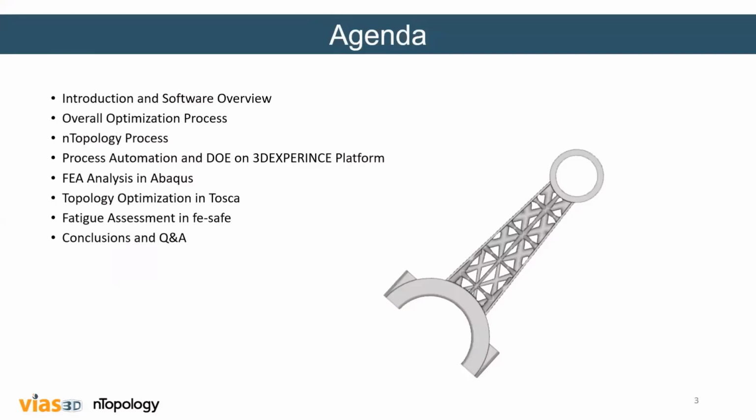We'll give an overview of the optimization process we went with and how nTopology was used for that. Again, how other software was used in that. What the FEA analysis looks like that was performed in Abaqus, and then after the topology optimization for fatigue life in Tosca and Fe-safe. And we should have plenty of time for questions and Q&A section after the conclusions of that. So if we jump into it, let's start talking about nTopology. I'll just give a background on us as a company on the next slide.